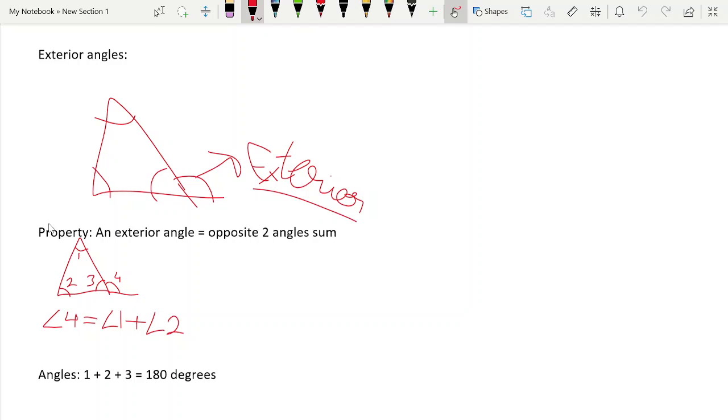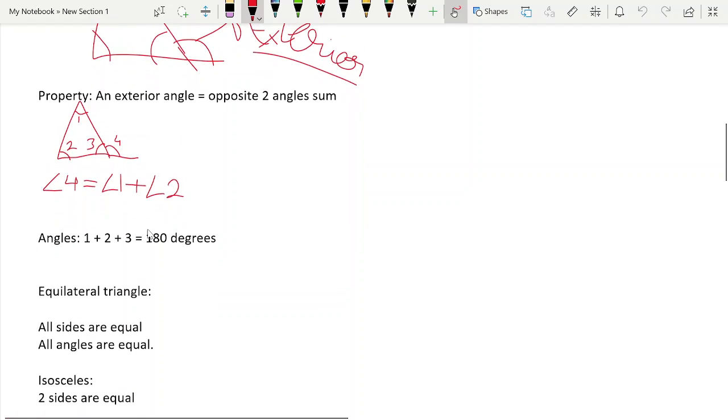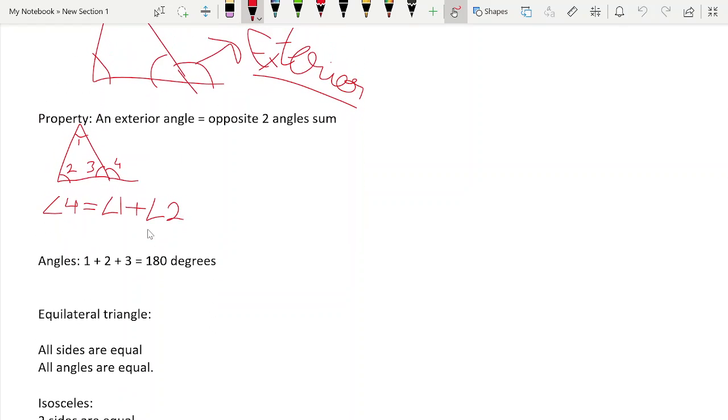Then you've got exterior angles. Now, if you extend the line on a triangle and you draw an angle on that, that would be the exterior angle of the triangle. Then you have a property of the exterior angle. It says that the sum of the opposite two angles is equal to the exterior angle.